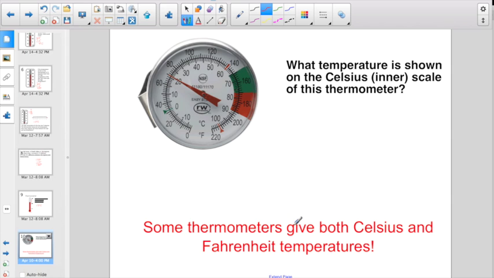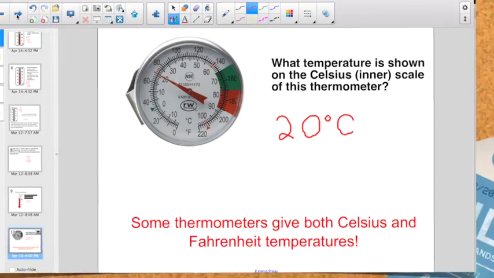So some thermometers give both Celsius and Fahrenheit temperatures. If you look here, the inside scale is your Celsius and your outside numbers are your Fahrenheit. So they are asking us what temperature is shown on the Celsius inner scale of this thermometer. So the inner scale, I'm looking here, and it looks to me like the number is 20 degrees Celsius.